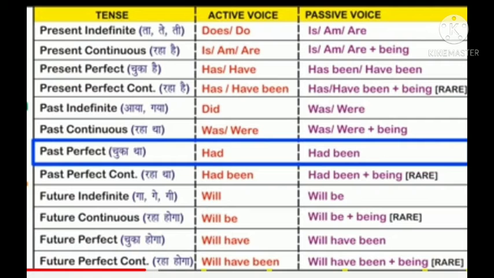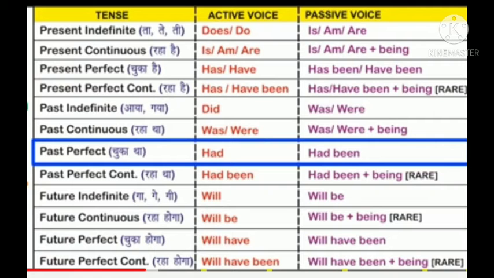Last, present perfect continuous. If an active voice is in present perfect continuous, that is has been or have been, then we are going to use has been being or have been being.